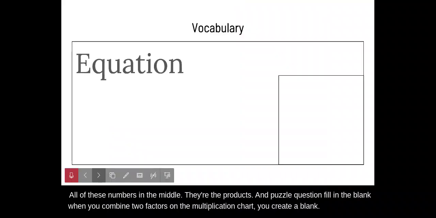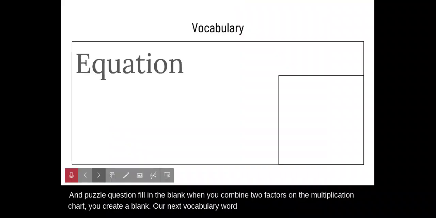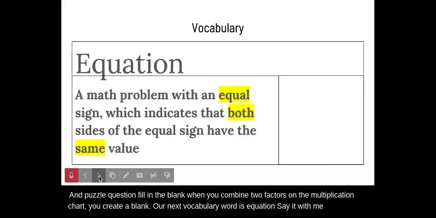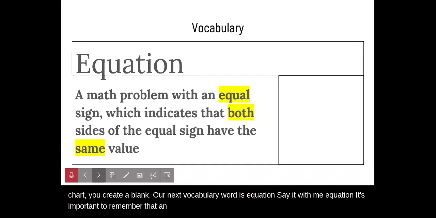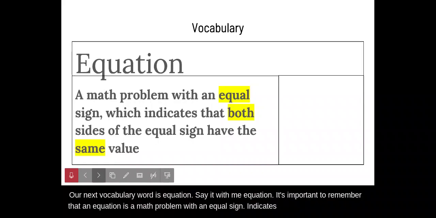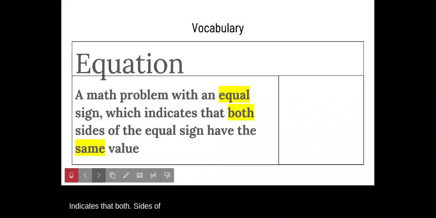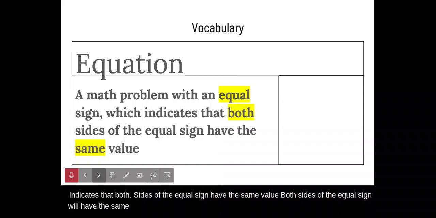Our next vocabulary word is equation. Say it with me. Equation. It's important to remember that an equation is a math problem with an equal sign, which indicates that both sides of the equal sign have the same value. Both sides of the equal sign will have the same value in an equation.